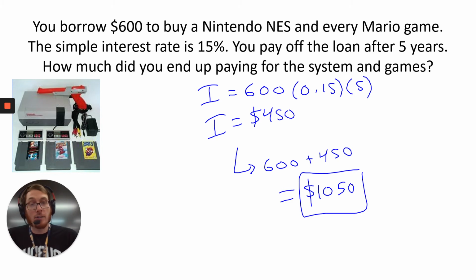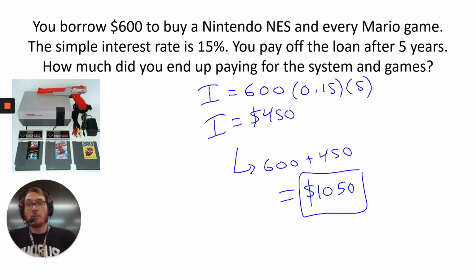So you've got to make sure you're careful when you're borrowing money, and I hope this shows why, because in the end, it depends on how long you're going to take to pay it off. So you pay off the loan in 5 years. So 5 would be time, 0.15 would be the rate, and $600 is the amount you were borrowing, or the principal. I multiply all of that together, I get an interest of $450.